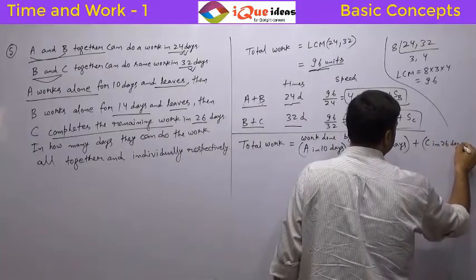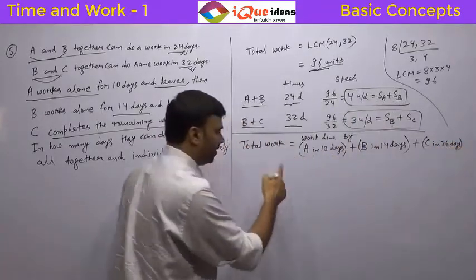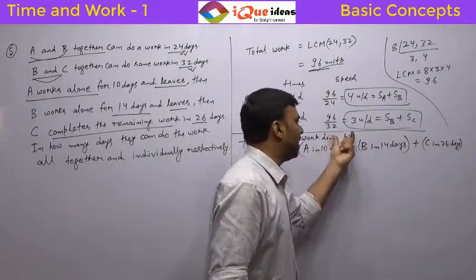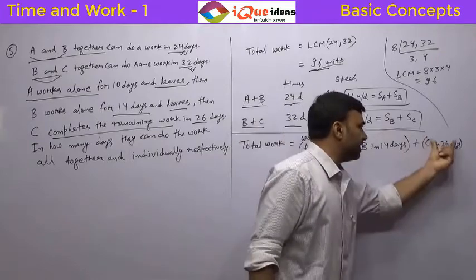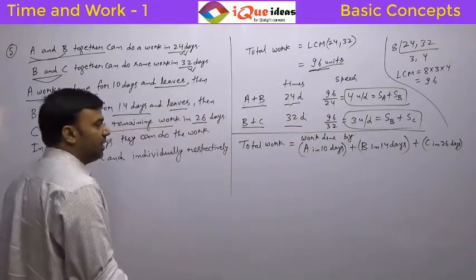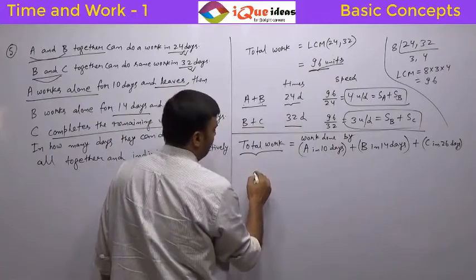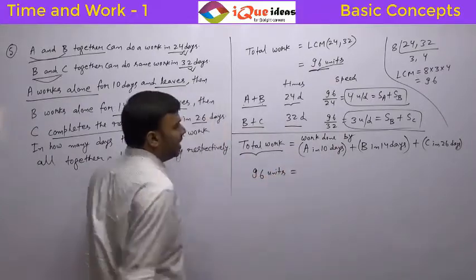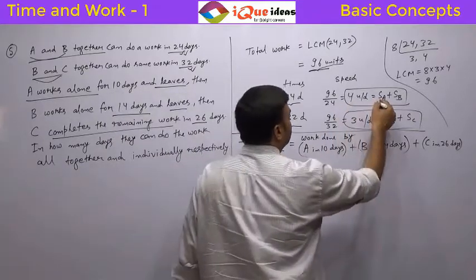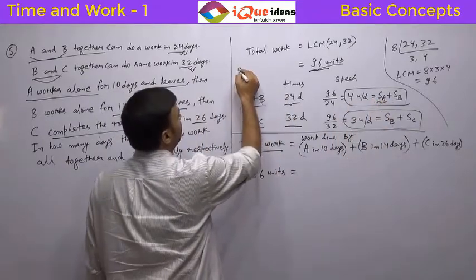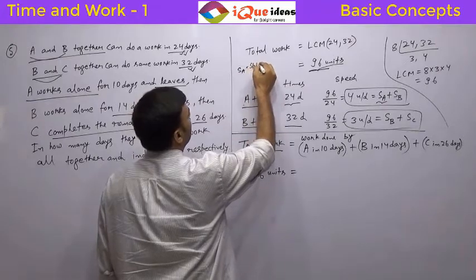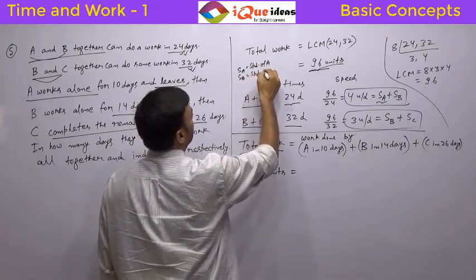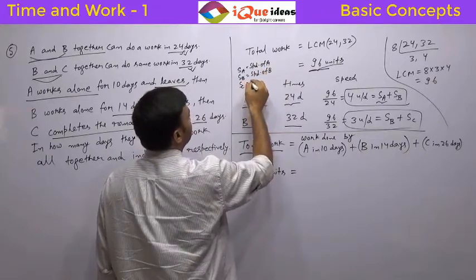Please try and understand this. The total work done has to be equal to the work done by A in 10 days, work done by B in 14 days, and work done by C in 26 days. That should be the total work. Now the total work we've assumed to be 96 units. So 96 units is equal to, now A's speed is SA. We have taken SA as speed of A. SB means speed of B. And SC means speed of C.